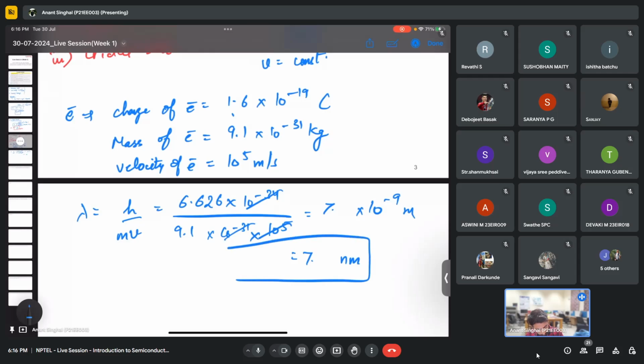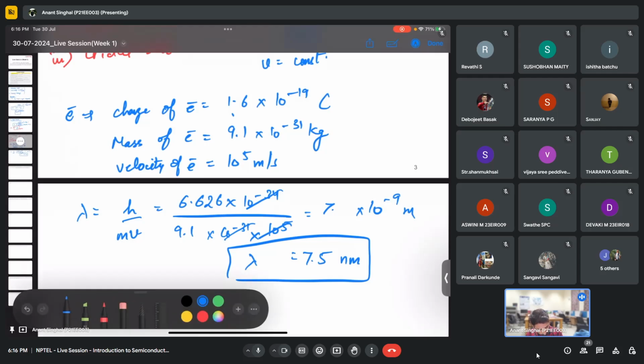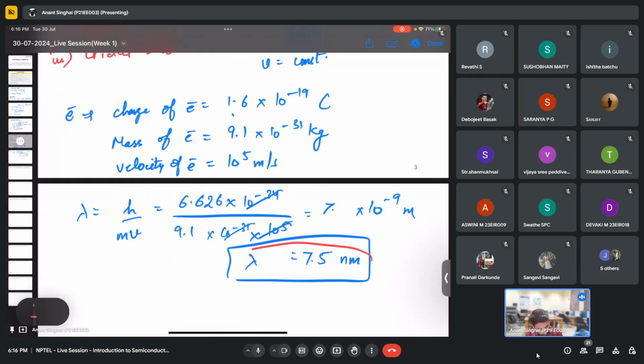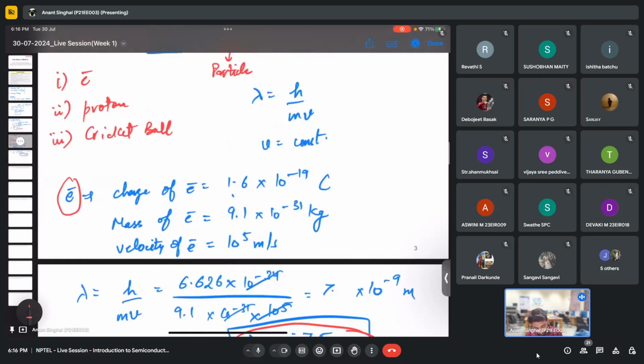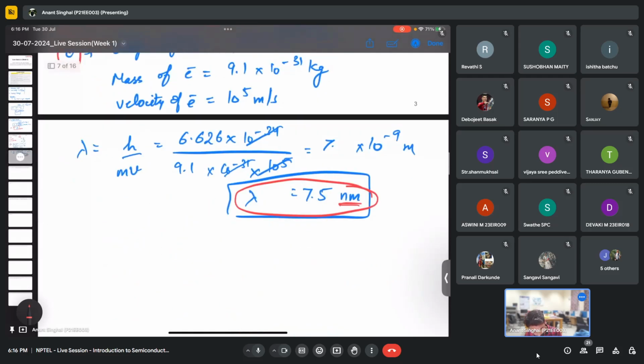So we can see that we have a significant wavelength in this particular question, which for the electron is coming out to be in a few nanometers. But if we go towards, let's say, a proton, which is the second case, we will have the same things. Or we can go directly to a ball, because that is what we are going towards.